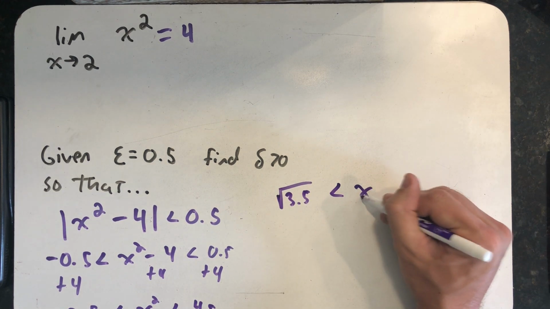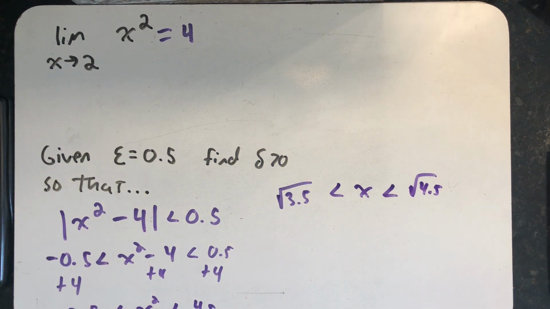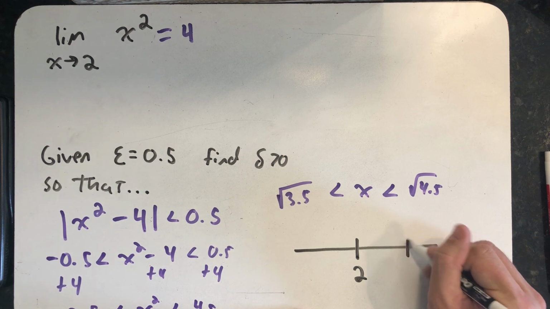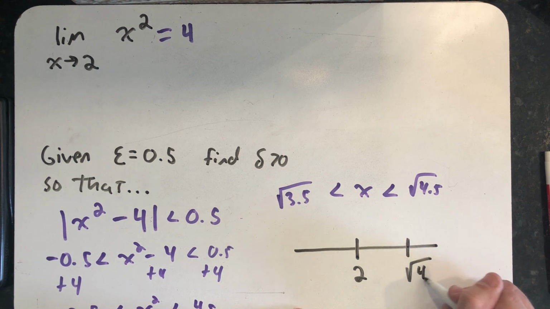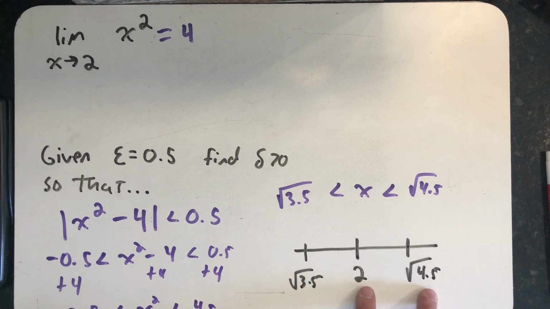And here, just for a moment, this is the exact interval on the x-axis that would work. I need to keep 2 in the middle. I need to keep my x's between the square root of 3.5 and the square root of 4.5. Delta is a distance, and I could actually do this exactly, right? The distance between 2 and the square root of 4.5 is the square root of 4.5 minus 2, that's a number. And then the distance here is 2 minus the square root of 3.5, and then I'd get a number.